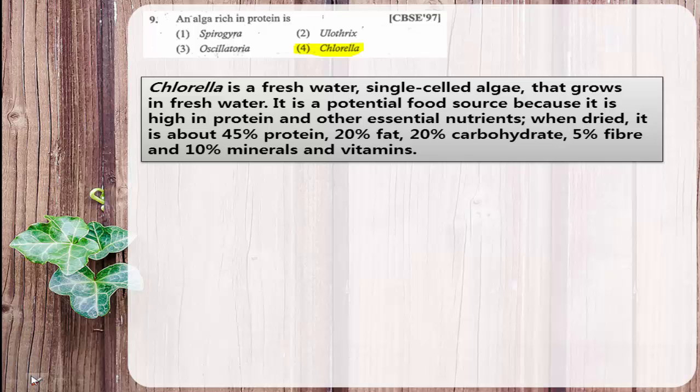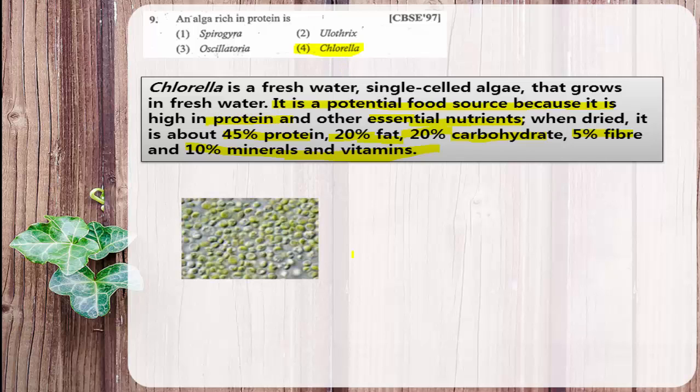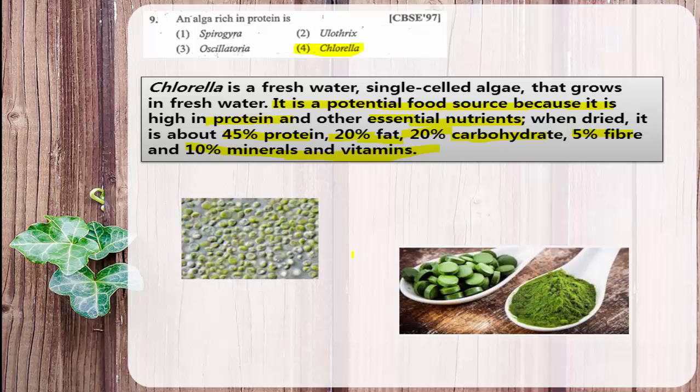It contains about 45% protein, 20% fat, 20% carbohydrate, 5% fiber, and 10% minerals and vitamins. It is a potential food source because of its higher protein value and other essential nutrients. Therefore, Chlorella is used as an additional food supplement. It is available in the form of tablets as well as powder. This is the example of an alga rich in protein, and the answer is Chlorella.